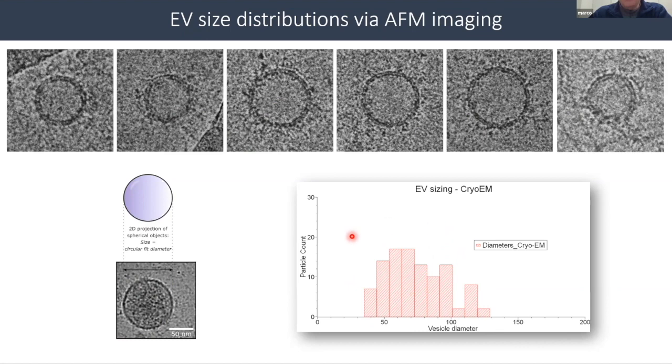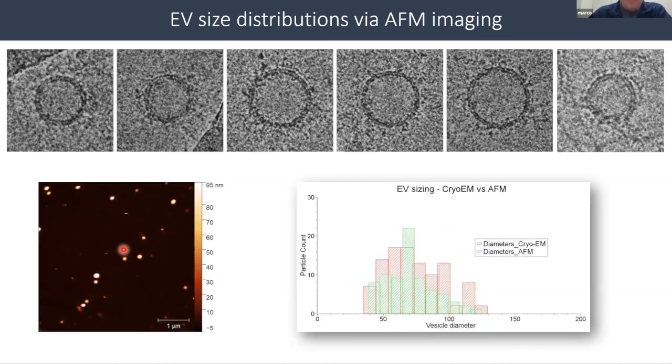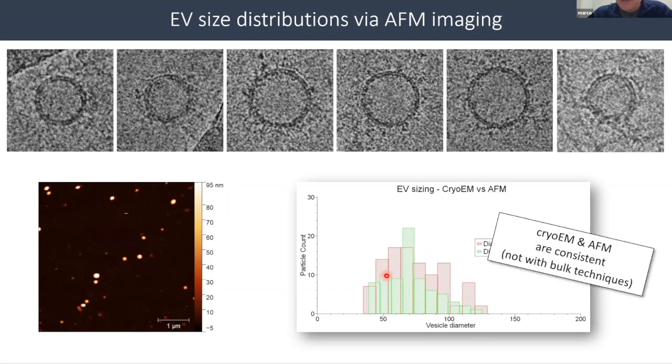Then we did the same on the very same batch with AFM. And as you can see, the sizes obtained with the morphological calculations I described before gave an almost overlapping distribution. The interesting thing is that cryo-EM and AFM are very consistent in determining the diameter of vesicles, but very often, most often, they are in disagreement with other bulk techniques such as NTA. Perhaps we can talk about the reason for this later.